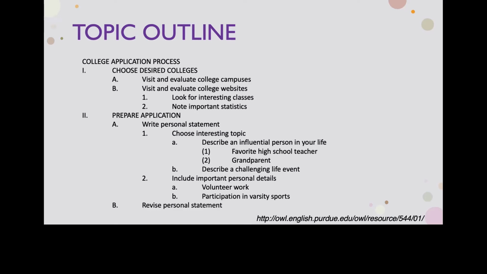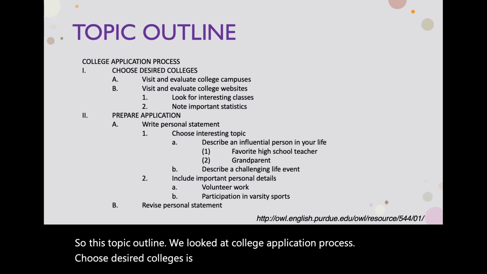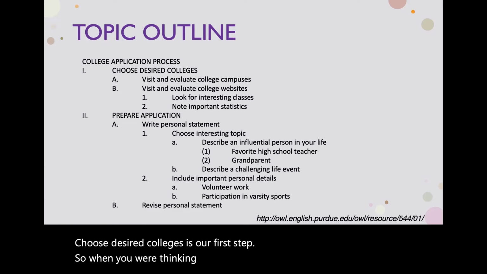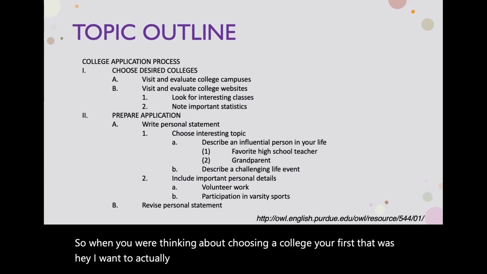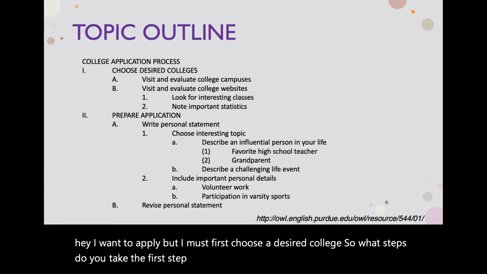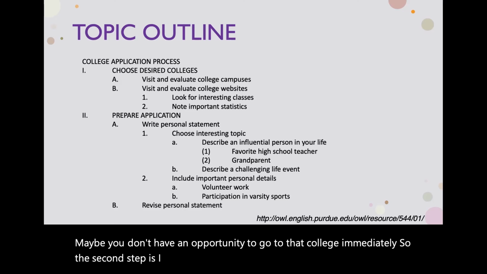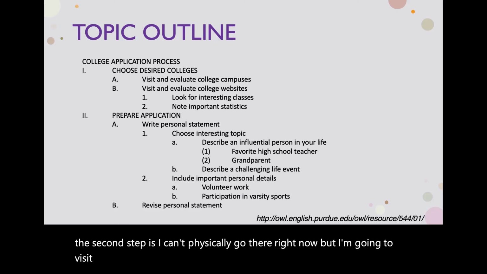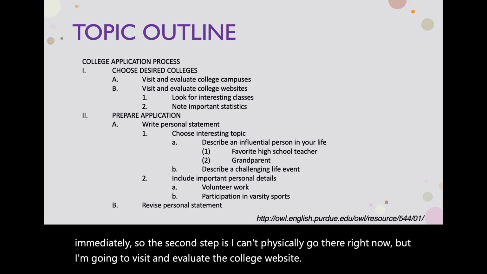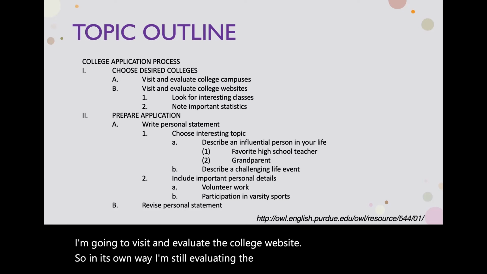Okay. So this topic outline, we looked at college application process. Choose desired colleges is our first step. So when you were thinking about choosing a college, your first step was, hey, I want to actually apply, but I must first choose a desired college. So what steps do you take? The first step, you visit and evaluate the college campuses. Maybe you don't have an opportunity to go to that college immediately. So the second step is, I can't physically go there right now, but I'm going to visit and evaluate the college website. So in its own way, I'm still evaluating the campus and I'm going to schedule an appointment.